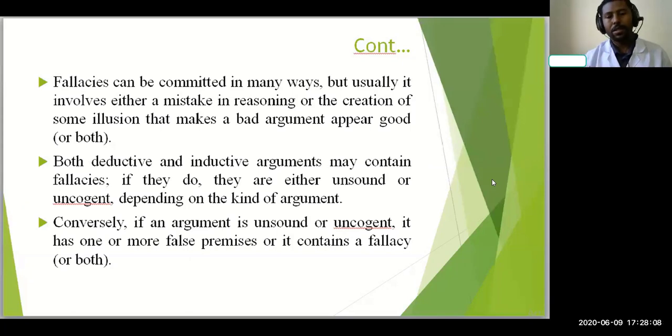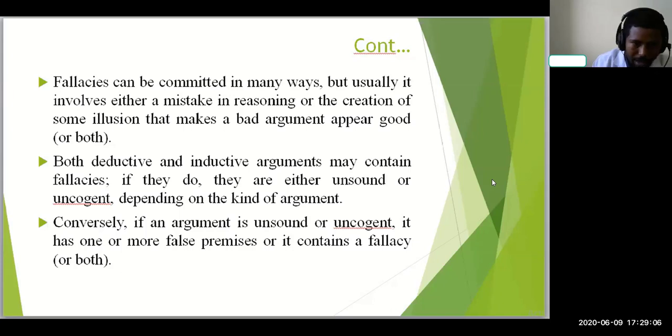So fallacy can be committed in many ways, but usually it involves either a mistaken reasoning process or the creation of some illusion that makes a bad argument appear to be good. Words are used in order to persuade the listener. No matter that he brings a kind of bad argument, he tries to use psychological persuasion, or value claim words, to make it appear as a good argument, but that is illusion. When we go through and look in detail, fallacy has been committed.